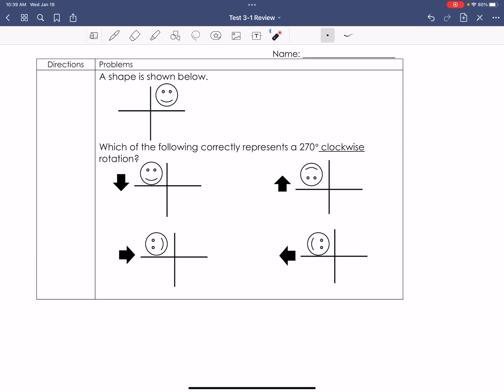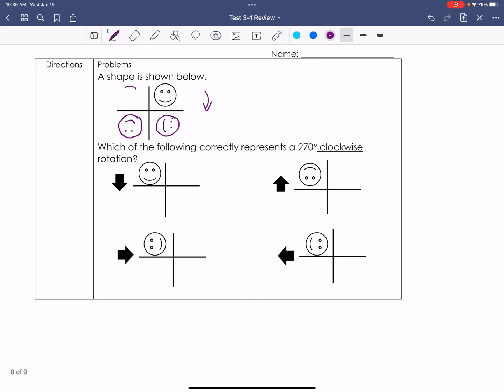On the back page, it says a shape is shown below. Which of the following correctly represents a 270-degree clockwise rotation? So this means I'm turning my smiley face to the right. When I turn my smiley face to the right 90 degrees, it looks like this. If I keep turning it 180 degrees, it goes upside down. Then if I turn it 270 degrees, it looks like this one right here. So your answer choice here is going to be the right arrow. And that completes test 3-1 review.